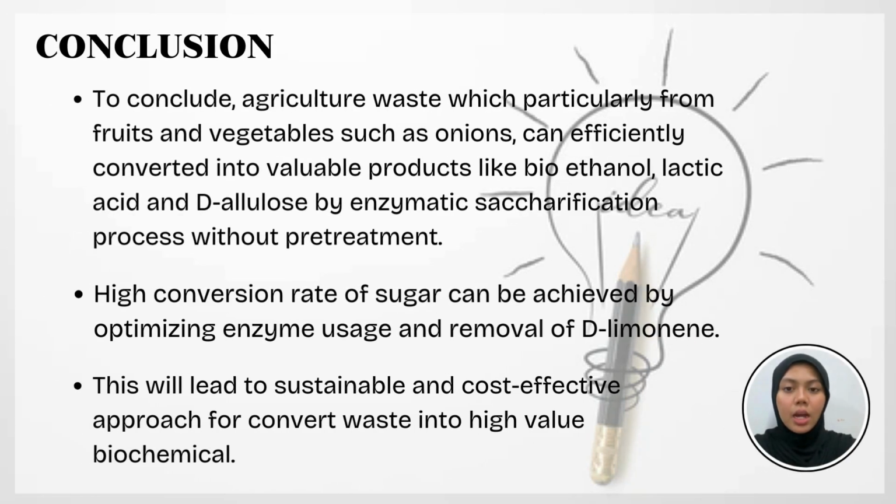In conclusion, agricultural waste, particularly from fruit and vegetables like onion, can be efficiently converted into valuable products like bioethanol, lactic acid, and cellulose by the enzymatic saccharification process without pretreatment. So we can achieve high conversion of sugar by optimizing enzyme usage and the removal of the lignin. This can lead to a sustainable and cost-effective approach for converting waste into high-value products.